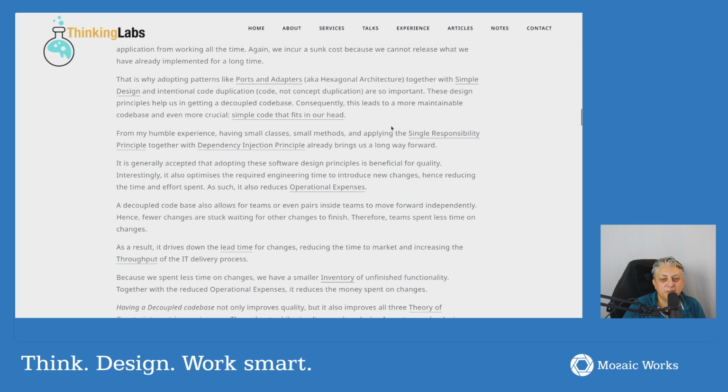That is why adopting patterns like ports and adapters, together with simple design and intentional code duplication, are so important. These design principles help us in getting a decoupled code base. Consequently, this leads to a more maintainable code base and, even more crucial, simple code that fits in our head. From my humble experience, having small classes, small methods, and applying the single responsibility principle together with dependency inversion principle. Dependency injection is a pattern.